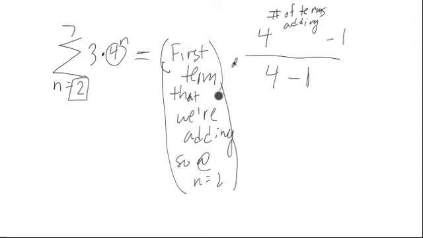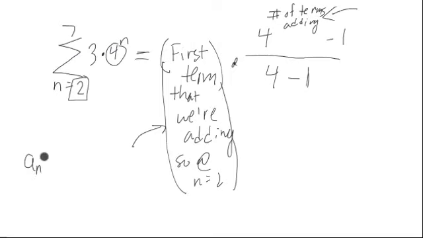So really, we only have to figure out 2 things to find the sum. 1, we need to find out what the very first term is that we're adding. And 2, we need to find out how many terms we're adding. And then we got it. The first term that we're adding happens at n equals 2. So we plug n equals 2 into this formula that we have for the sequence terms. And so what do we get?